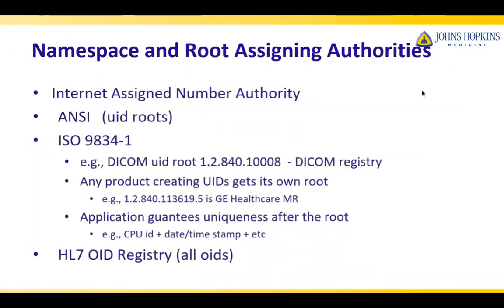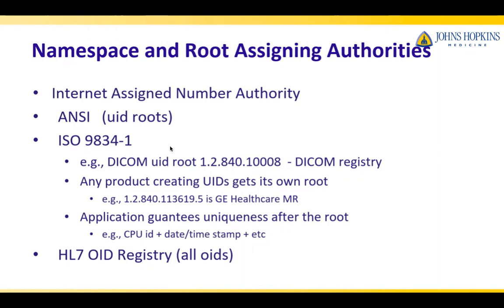So how does this work? How can this possibly work so that we can have these globally unique identifiers? Similar to IP addresses. An IP address is defined by the Internet Assigned Numbers Authority. In addition to that, there are other registries for unique IDs. These include ANSI and ISO. ISO 9834-1 is a registry of many of the UID roots.